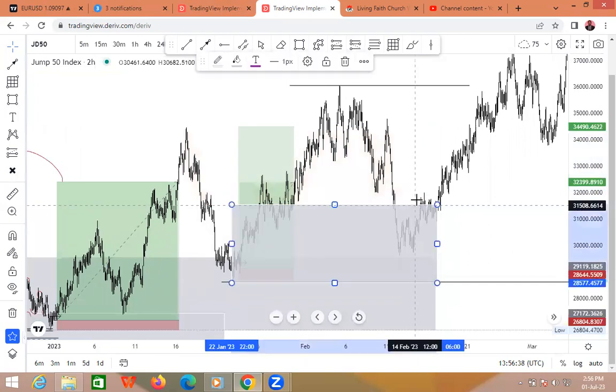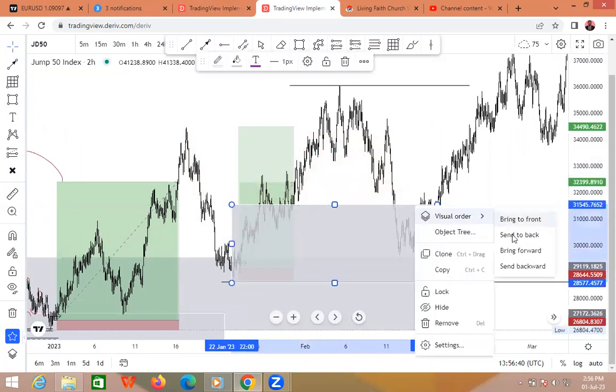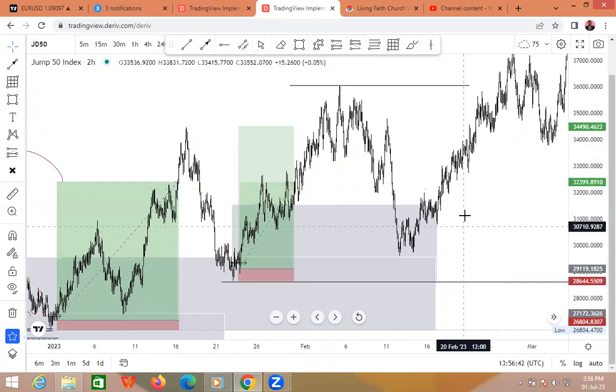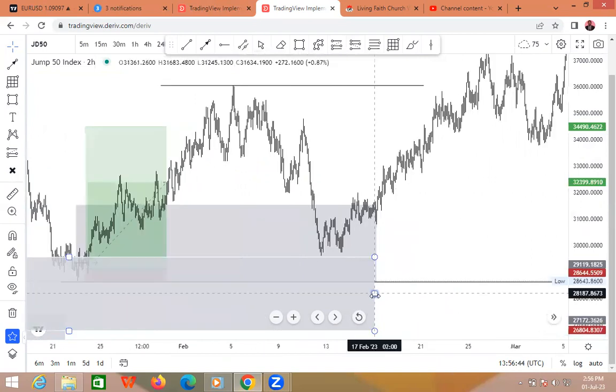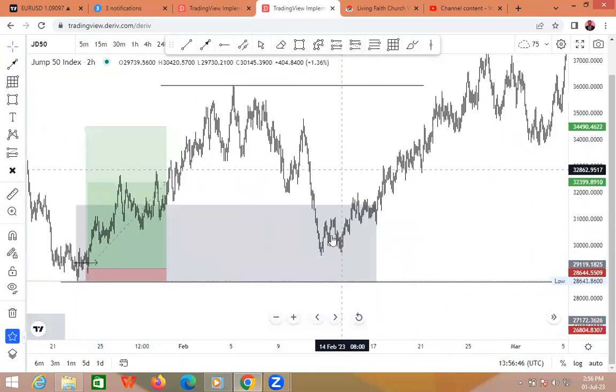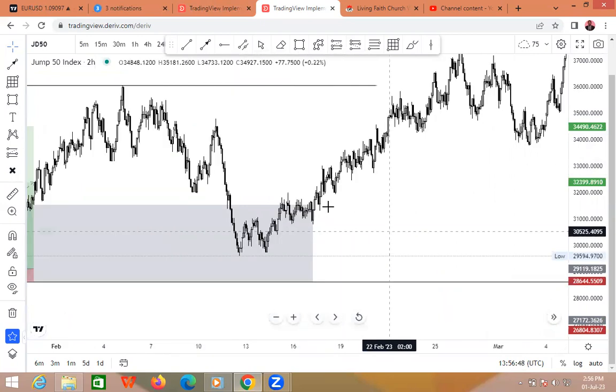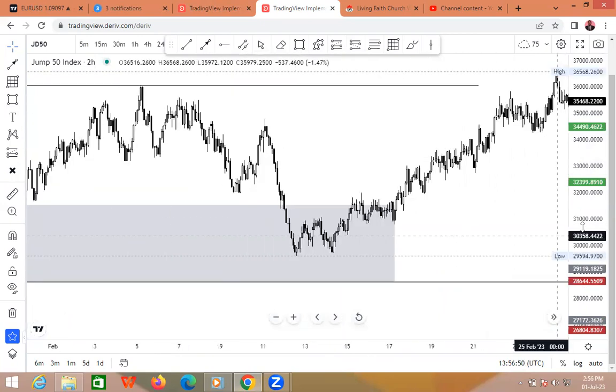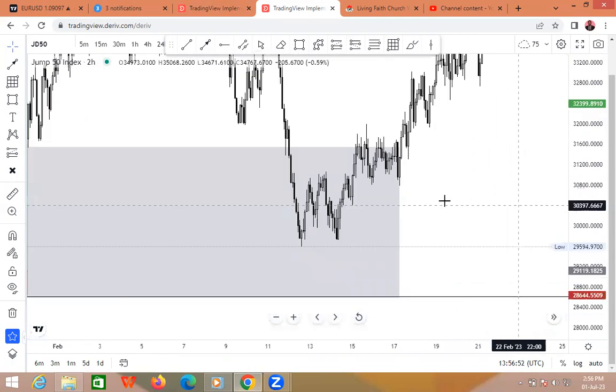All right, price came back into it. True. Price came back into it. That was it. Price came back into it beautifully. Now, would you have gotten a lower time frame entry? We go to 1 hour.